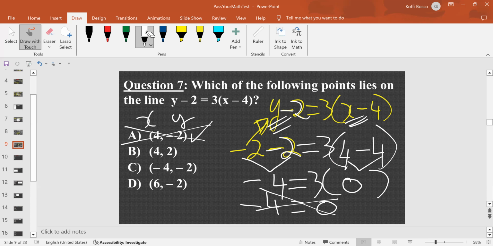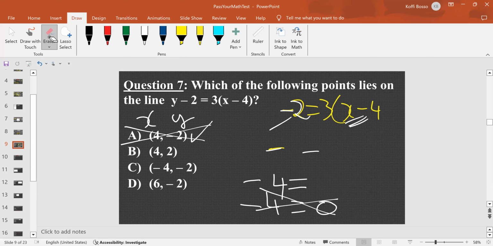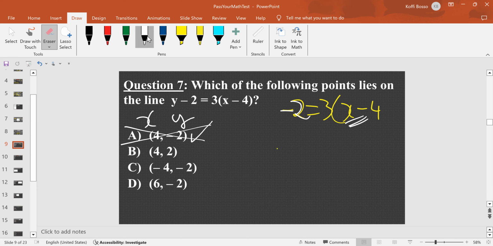We're going to check for the second point. Okay, for the second point, same thing, we're going to replace x and the y in the equation. So we say that y minus 2 is equal to 3 parentheses x minus 4. So the y value of b is 2.